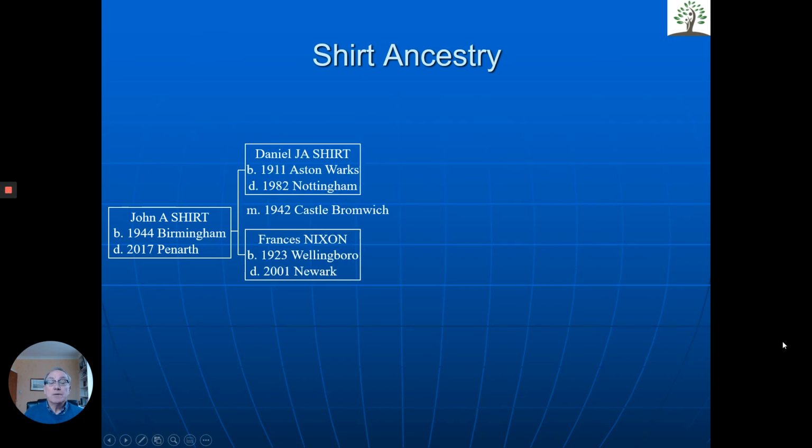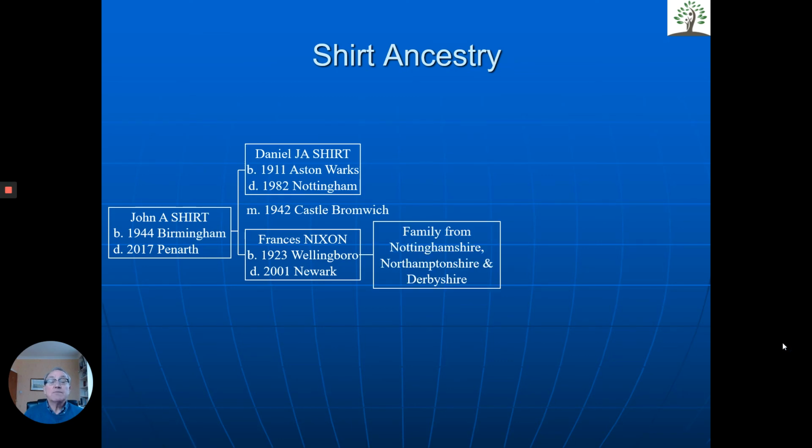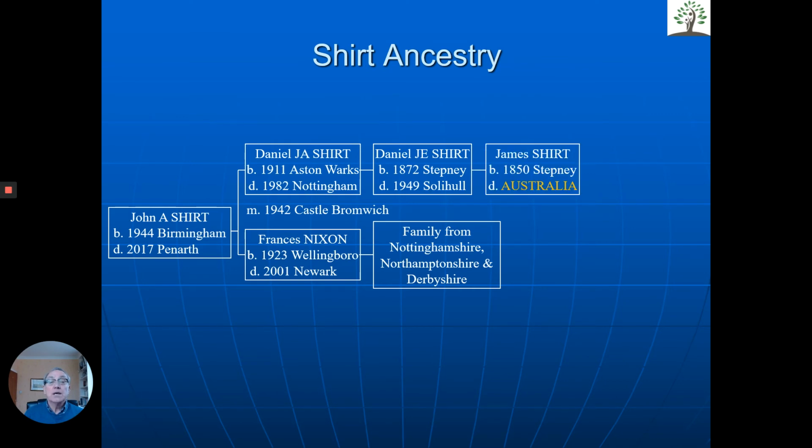And his parents equally are born in the Midlands. There's Daniel and Francis, and the Nixons, in fact, were from Nottinghamshire, Northamptonshire in the Midlands of England. And going back in time, there's Daniel, but there's his father, born in Stepney, in the East End of London, and there's the London connection. His father, again born in Stepney, and in fact we trace back to the early 1700s. Southwark again is in London.